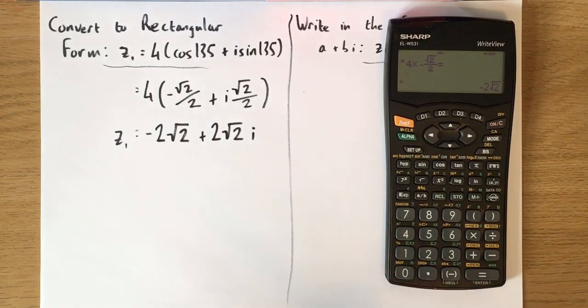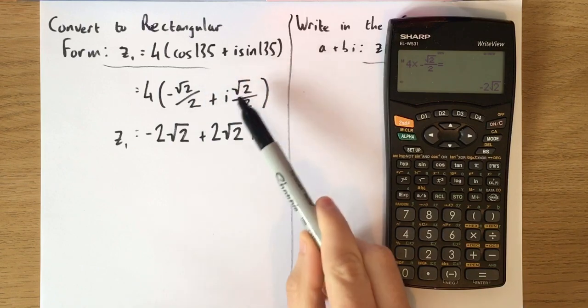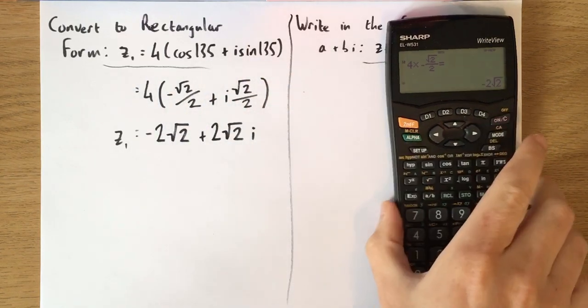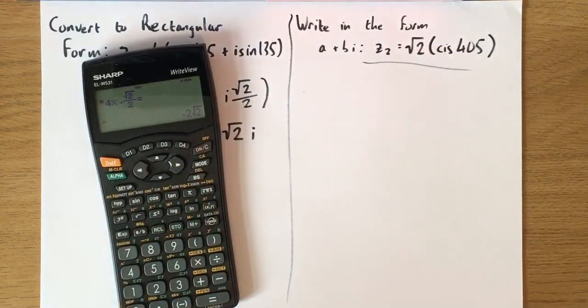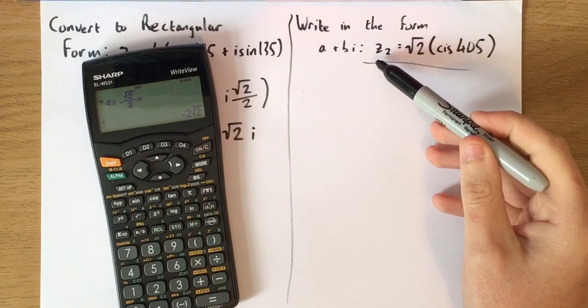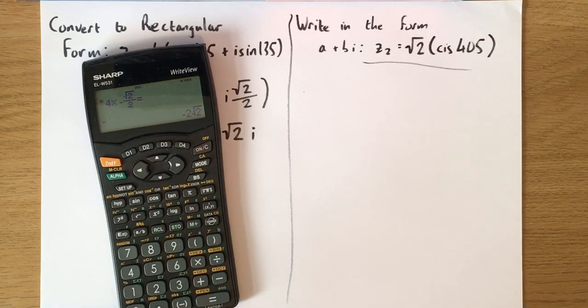I think you'll see in the example in the book they get 1 over root 2 and minus 1 over root 2 there. That's just the same thing as root 2 over 2. All right. The next example then from the book is right in the form a plus bi. So convert into rectangular form the complex number root 2 cis 405.